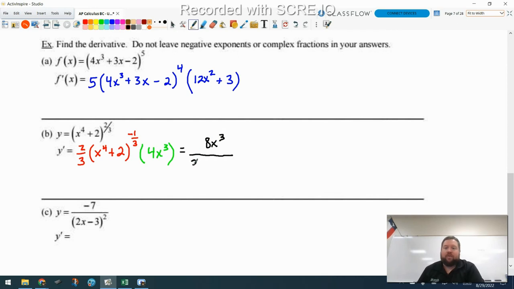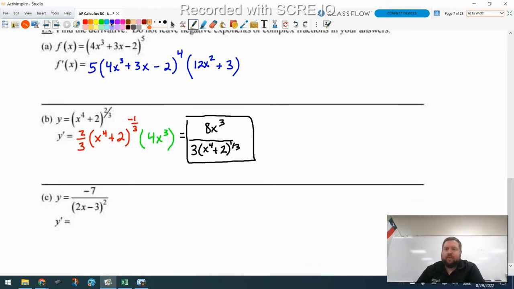And then on the bottom, we have a 3, and then we're putting this whole thing down on the bottom. X to the 4th plus 2 to the 1/3 power. All right, that's pretty much all you can do. You could rationalize this, but I don't think that's really necessary, and we will just leave our answer in that form like that.